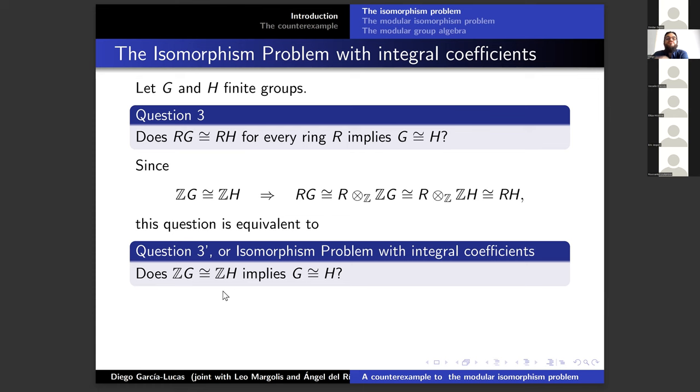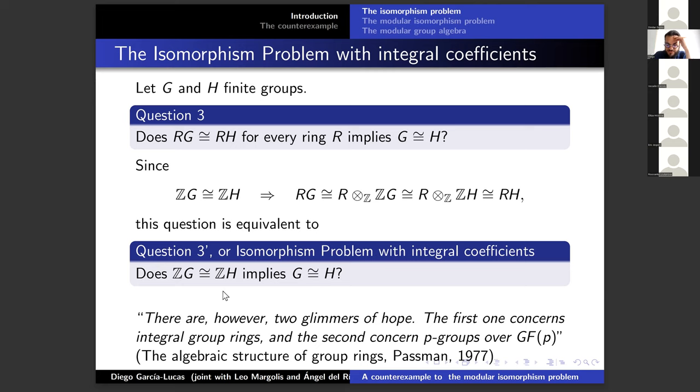Regarding the possibility of obtaining a positive answer for the isomorphism problem in general, Passman in his book of 77 says that there are, however, two glimmers of hope. The first one concerns the integral group rings, that is, question three prime, and the second concerns p-groups over the field with p elements, that is, the modular isomorphism problem. Now we know that the first glimmer of hope has a negative answer.